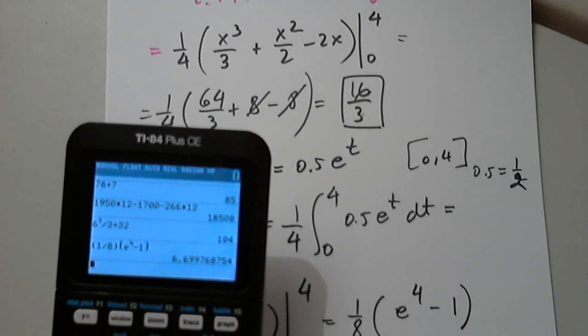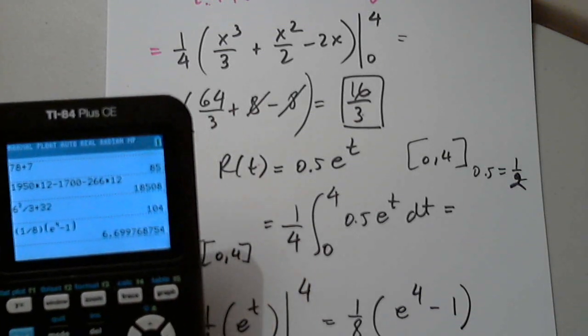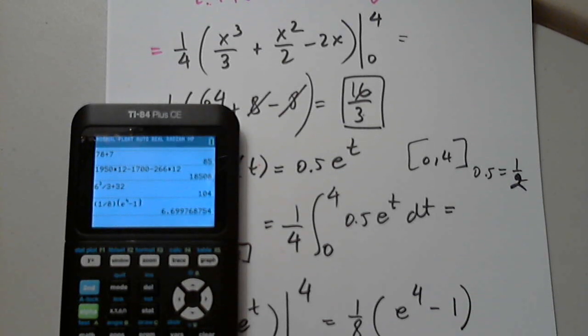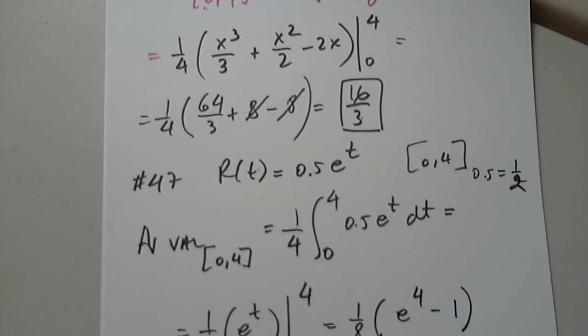In thousands of dollars. So 6699.77 in thousands of dollars. That's how we apply the formula in any situation.